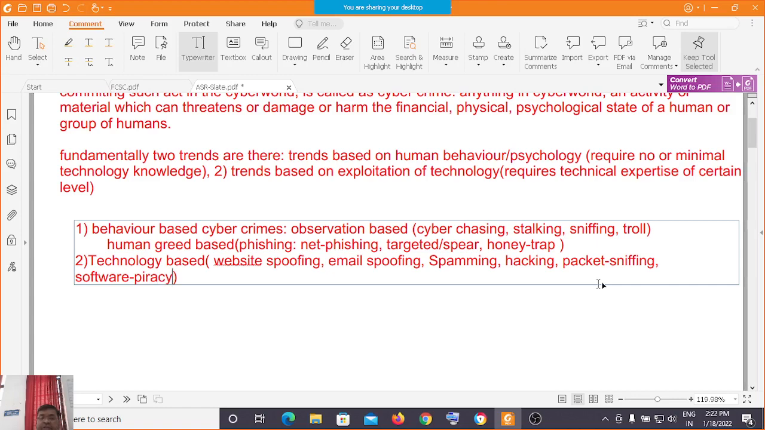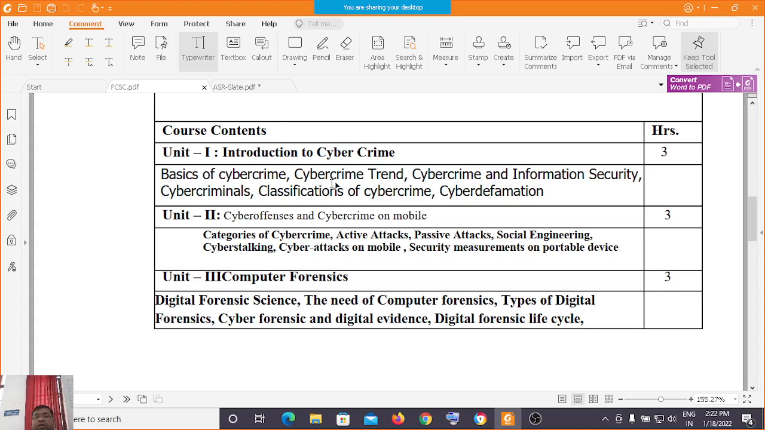Okay. Software piracy again requires some technological knowledge, because to break software keys you require certain technological knowledge, at least to generate the keys. So software piracy is also one type of technology-based cyber crime. These are the super trends. Now we are going to see the next point of cyber crime and information security.